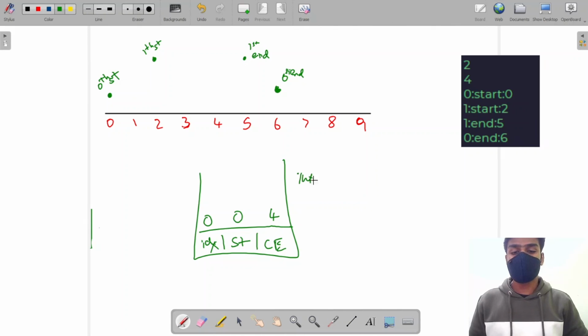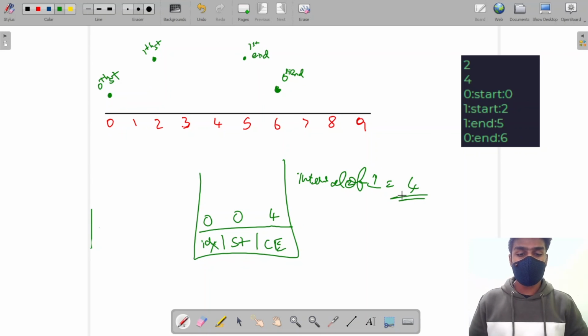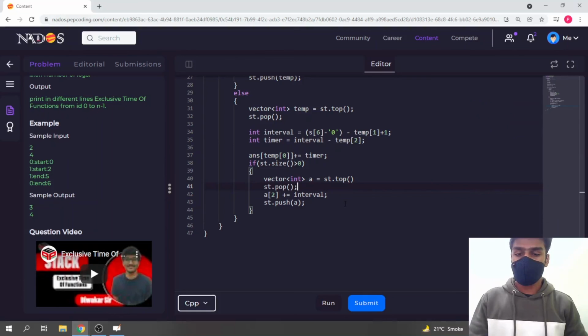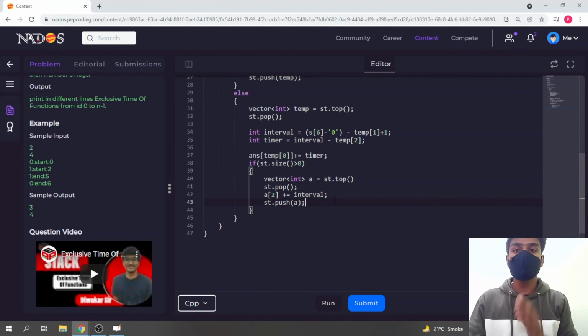Because this was the interval, we are adding 1's interval inside the child execution of 0. So this is what we are doing there. Alright, I hope you understood this. A2 is the child execution part and we are pushing it inside the stack. Now I hope I have completed everything.